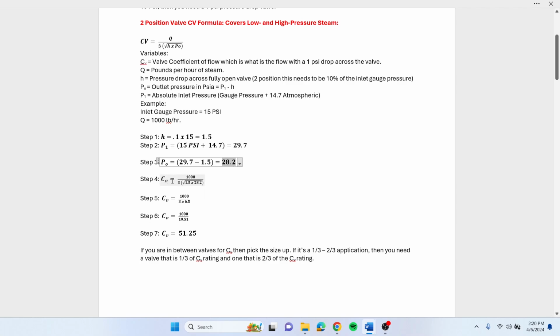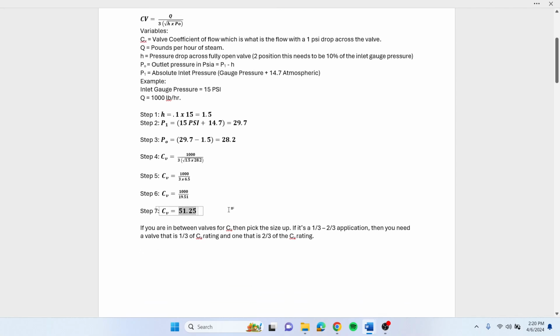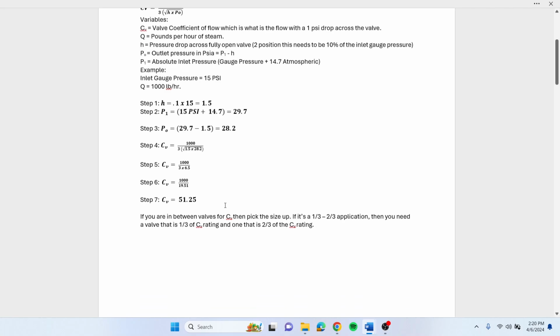So CV equals 1,000 pounds an hour of steam, for our example, divided by 3 times the square root of 1.5 times 28.2. Then you go down through the formula: 1,000 divided by 3 times 6.5, 1,000 divided by 19.51, and you end up with an ultimate CV that you are wanting of 51.25. If you're between valves, say you have a 45 CV valve you can get, or a 55, you go with the valve size up.